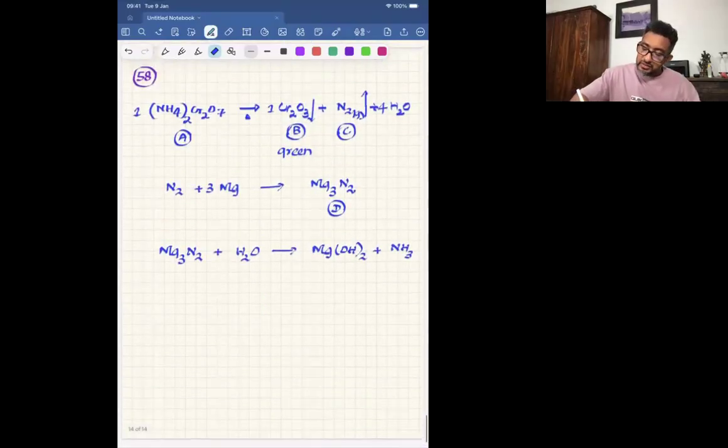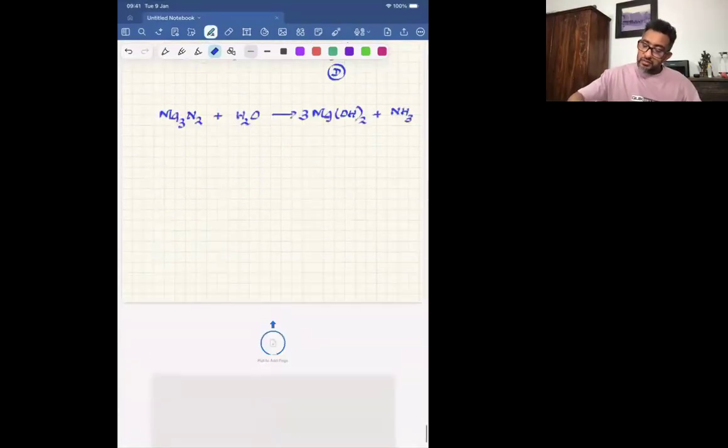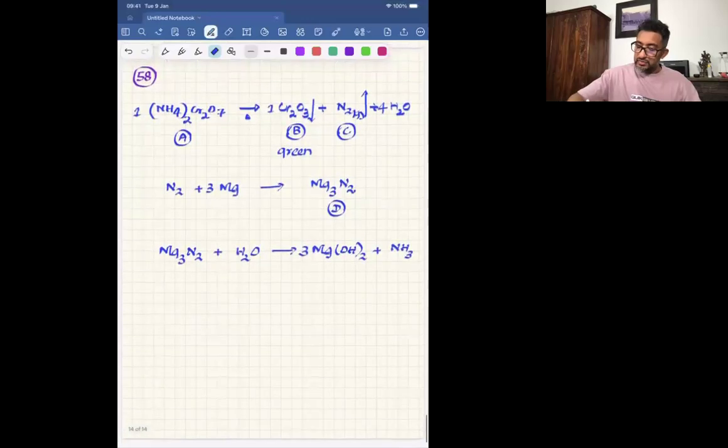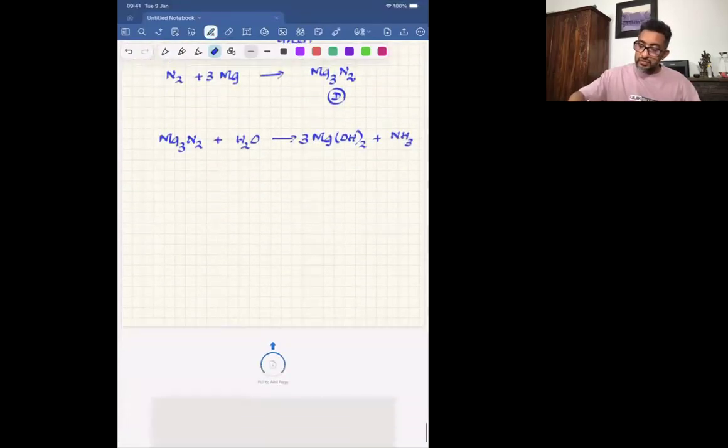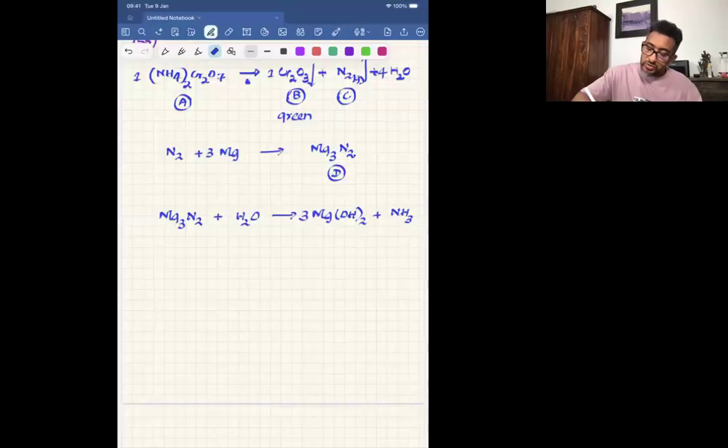Let us balance it. 3 magnesium, 3 times 2, 6. 6 oxygen. 6 hydrogen, 6 to 12 hydrogens. This is 2 ammonia. So let us look at that. D reacts with water to give a gas E. So this should be gas E, that turns red litmus blue.